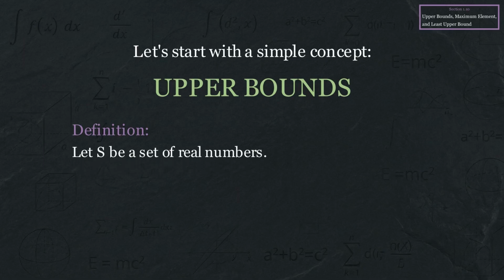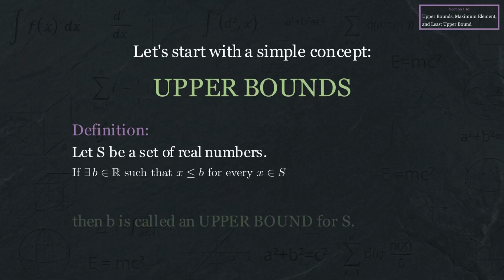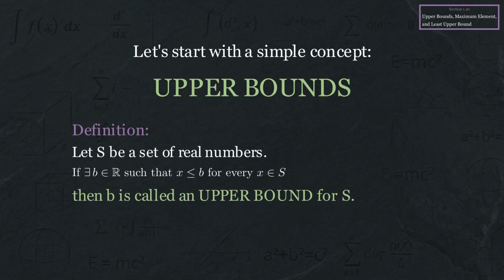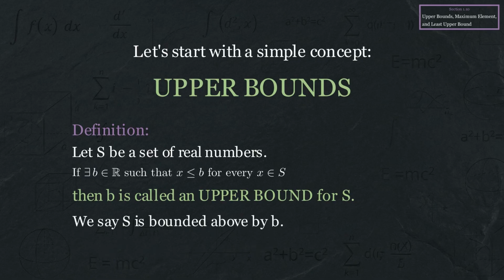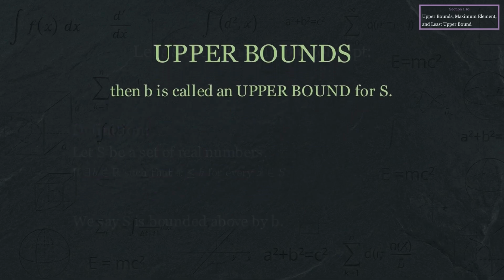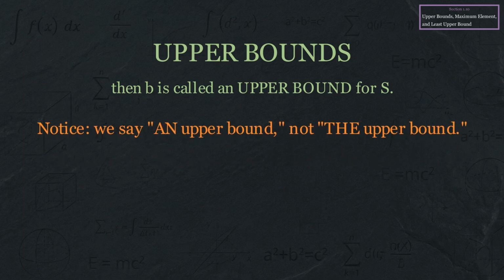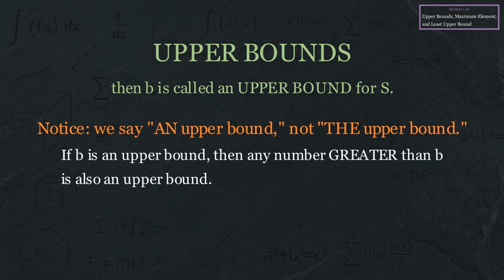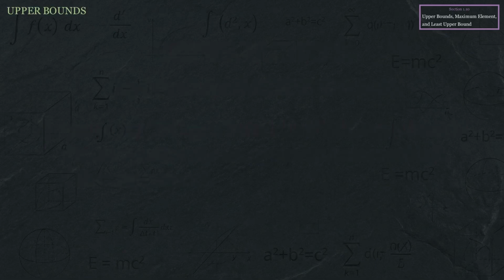Definition: let S be a set of real numbers. If there is a real number b such that x is less than or equal to b for every x in S, then b is called an upper bound for S. We say that S is bounded above by b. Notice we say an upper bound, not the upper bound. That's because if b is an upper bound, then any number greater than b is also an upper bound.